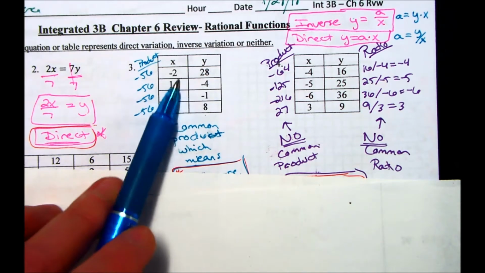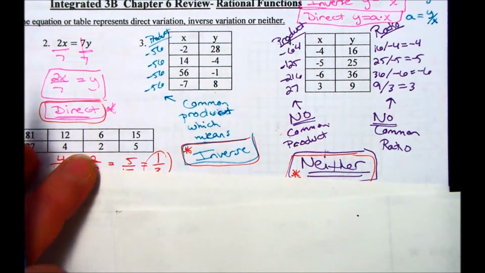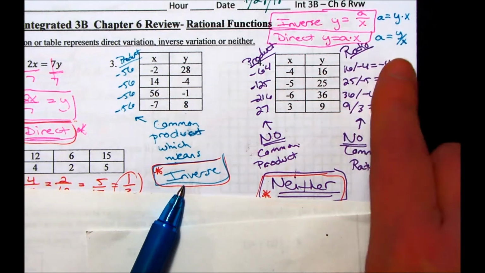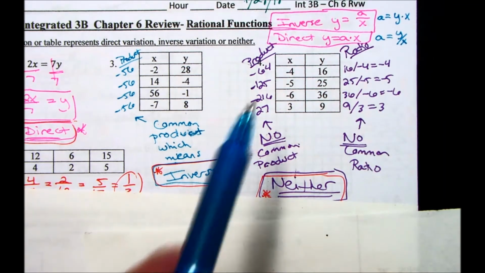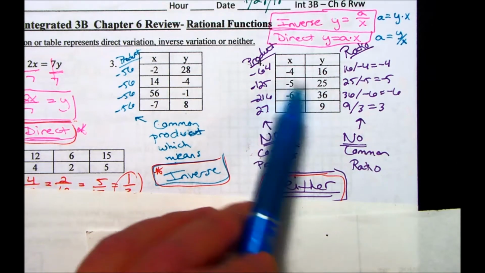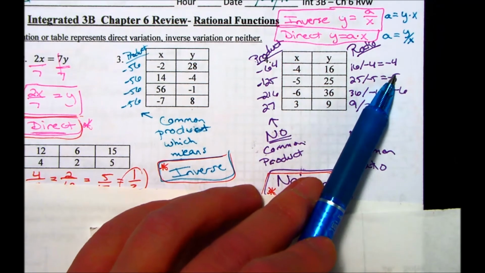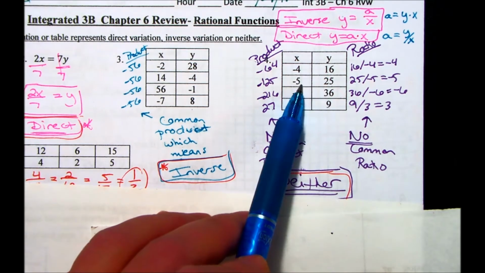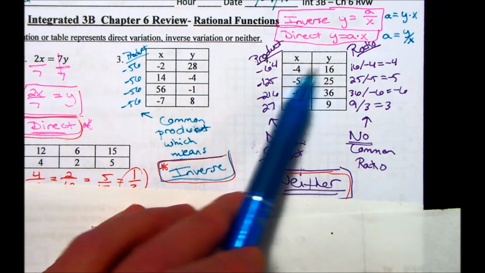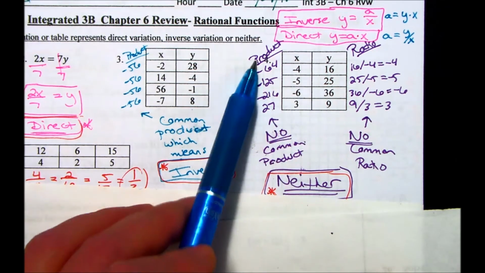So if you got a common product right away, a common product means that it's going to be inverse. The product is inverse. The ratio is direct. If you can take all of your y values and divide by the x values and get the same thing, that's direct. So that's what we did here. 16 divided by -4 is -4. 25 divided by -5 is -5, but they're not the same. And when you multiply the 16 and the -4, you get -64. If we multiply, the products are not the same either.